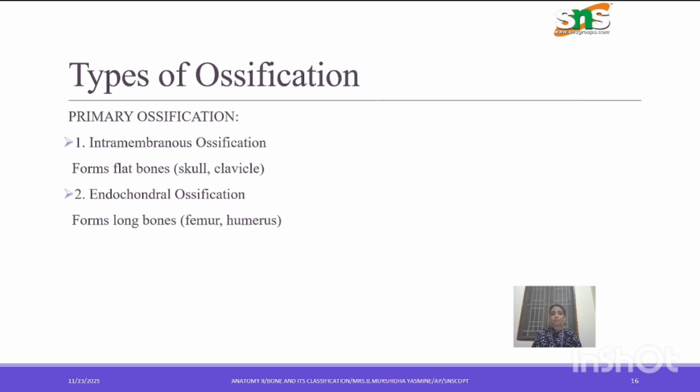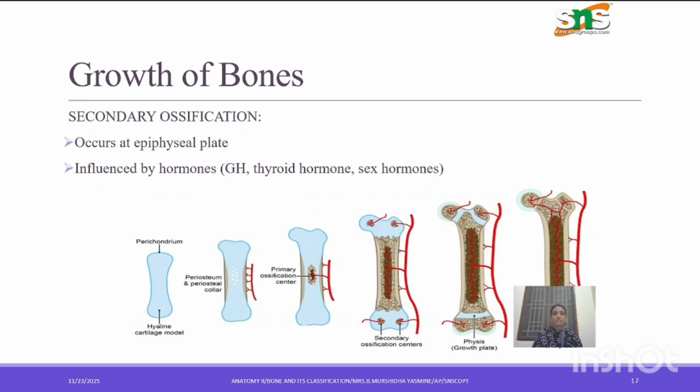The next classification is based upon how the bone was developed. According to the type of ossification, ossification is divided into primary ossification and secondary ossification. Primary ossification has intramembranous ossification and endochondral ossification. Secondary ossification occurs at the epiphyseal plate, which is influenced by hormones: growth hormone, thyroid hormone, and sex hormone.